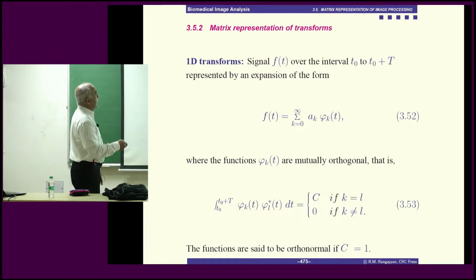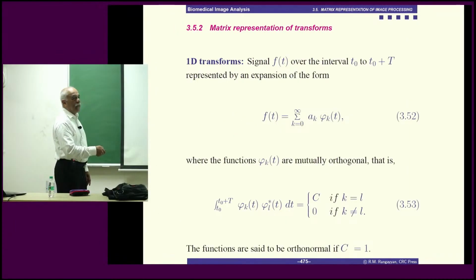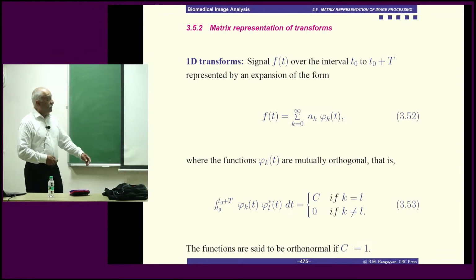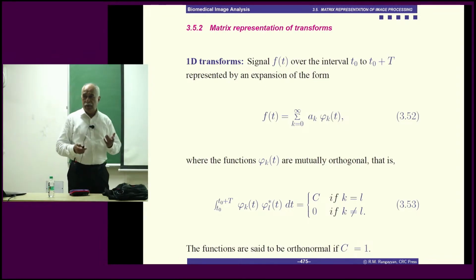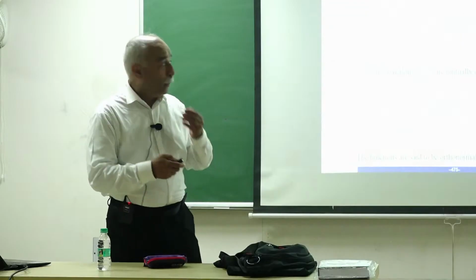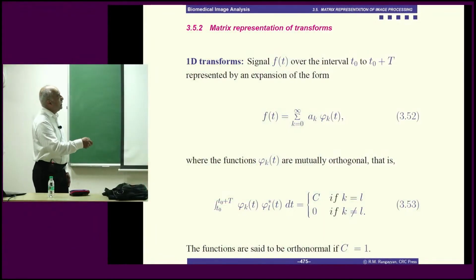So f of t is the sum of a_k times phi_k of t, where the functions phi_k are the basis functions, and for that they have to be mutually orthogonal. Mutually orthogonal means the projection of one onto the conjugate of another, the integral of phi_k(t) phi_l star(t) dt, is some constant. If that constant is 1, then they are called orthonormal. The Fourier transform has sinusoid functions which are orthonormal. So the signal is expressed in terms of these functions with some weights a_k.